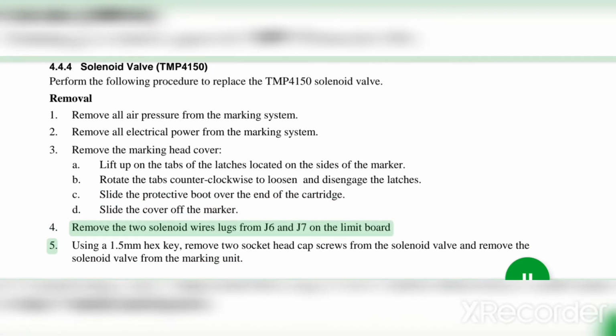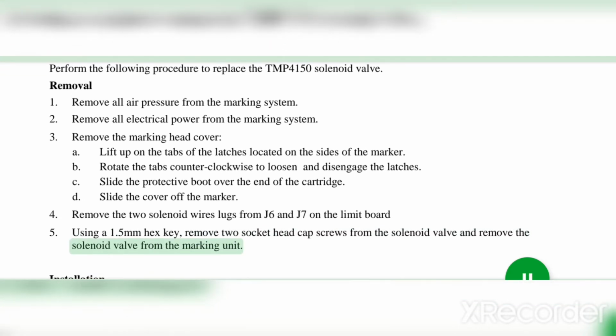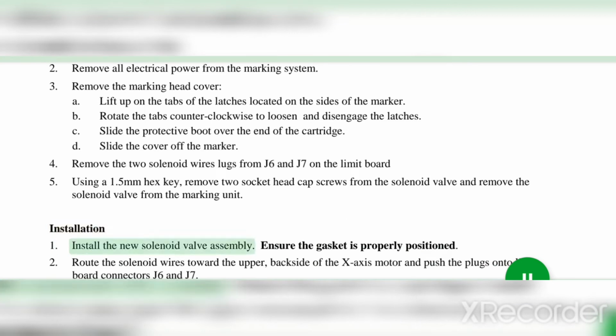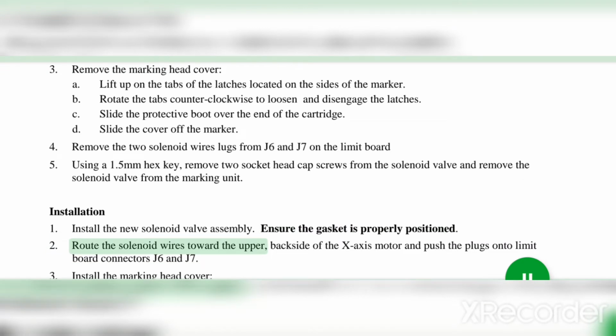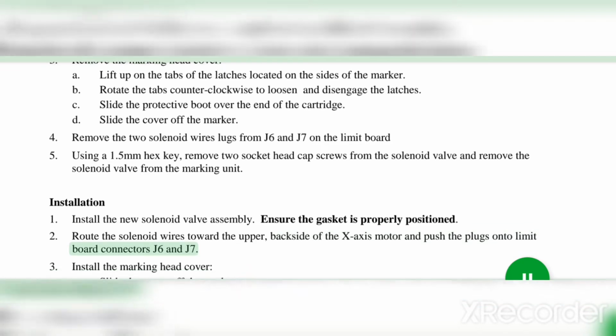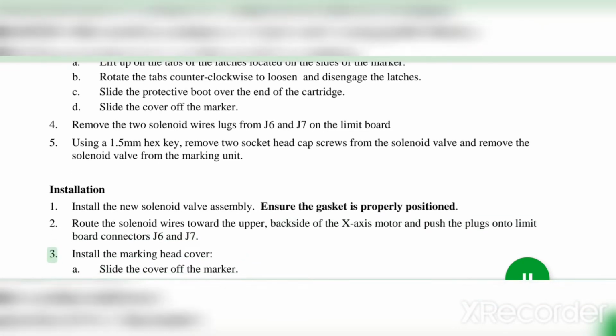4. Remove the 2 solenoid wires, lugs from J6 and J7 on the limit board. 5. Using a 1.5mm hex key, remove 2 socket head cap screws from the solenoid valve and remove the solenoid valve from the marking unit. Installation 1. Install the new solenoid valve assembly. Ensure the gasket is properly positioned. 2. Route the solenoid wires toward the upper, backside of the X-axis motor and push the plugs onto limit board connectors J6 and J7.